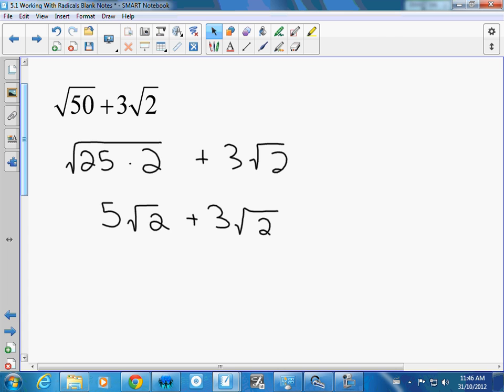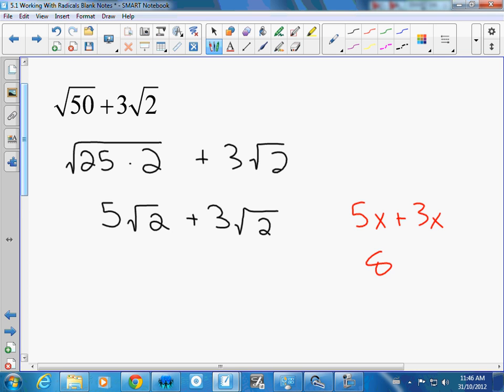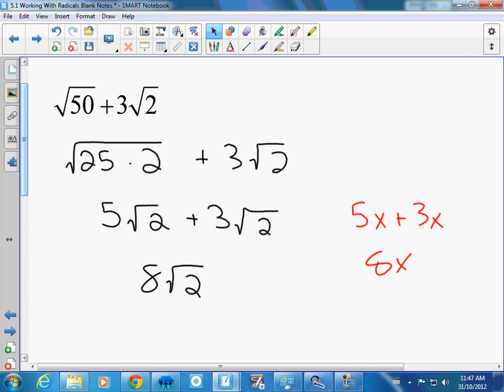Now, guys, if I wrote right beside it 5x plus 3x, just like that, what answer would you put for this one? 8x, wouldn't you? Isn't that what that means? Okay. Guys, treat that exactly the same way. It would be 8 root of... Did that x change? 5x and 3x is 8x. So 5 root of 2 and 3 root of 2 is 8 root of 2. Treat it exactly the same. It does not change. They're like radicals.